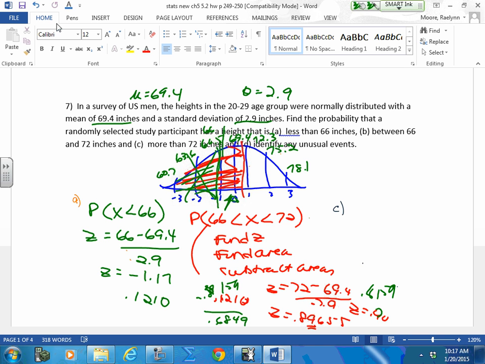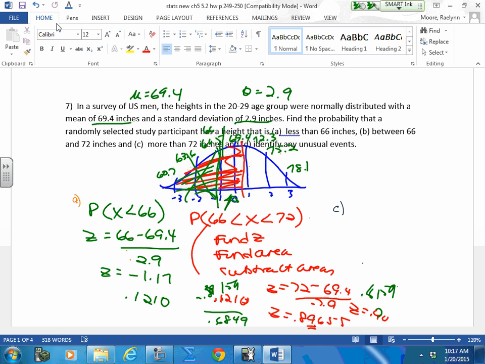Now, eyes up here a second. Look how close I am to the plus or minus 1. Plus or minus 1 on your empirical curve is about 68%. Shouldn't this be very close to 68%? So the plus or minus 1 in your empirical rule is 68.4%. So if I'm close enough to that, then I know I got the in-between.